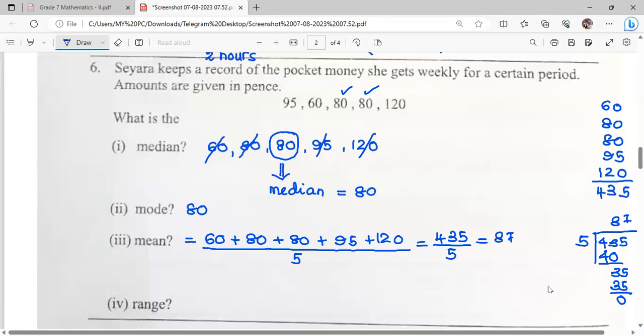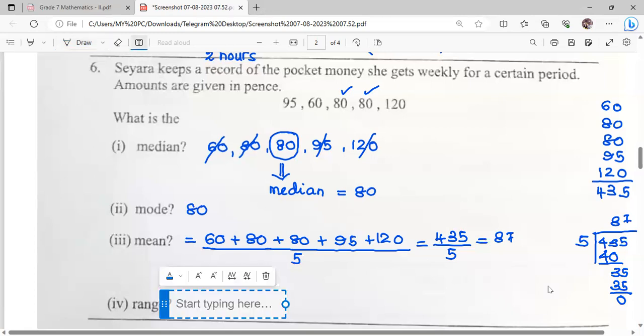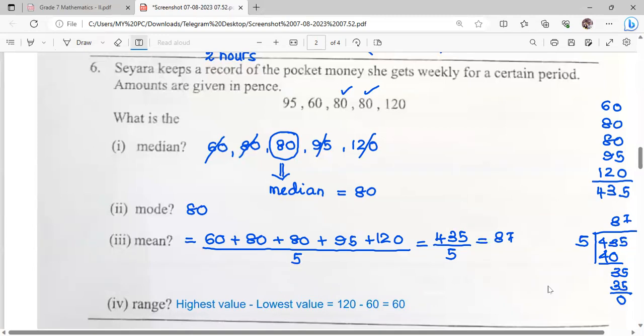Then the range, you want to get the highest value and the lowest value. So how can you get that? You take the highest value and deduct the lowest value. What is the highest value here, children? The highest value is 120. And what is the lowest value? It is 60. Therefore, the range is 60. Right? Highest value minus lowest value. Highest value is 120, the lowest value is 60. Therefore, the range is 60.